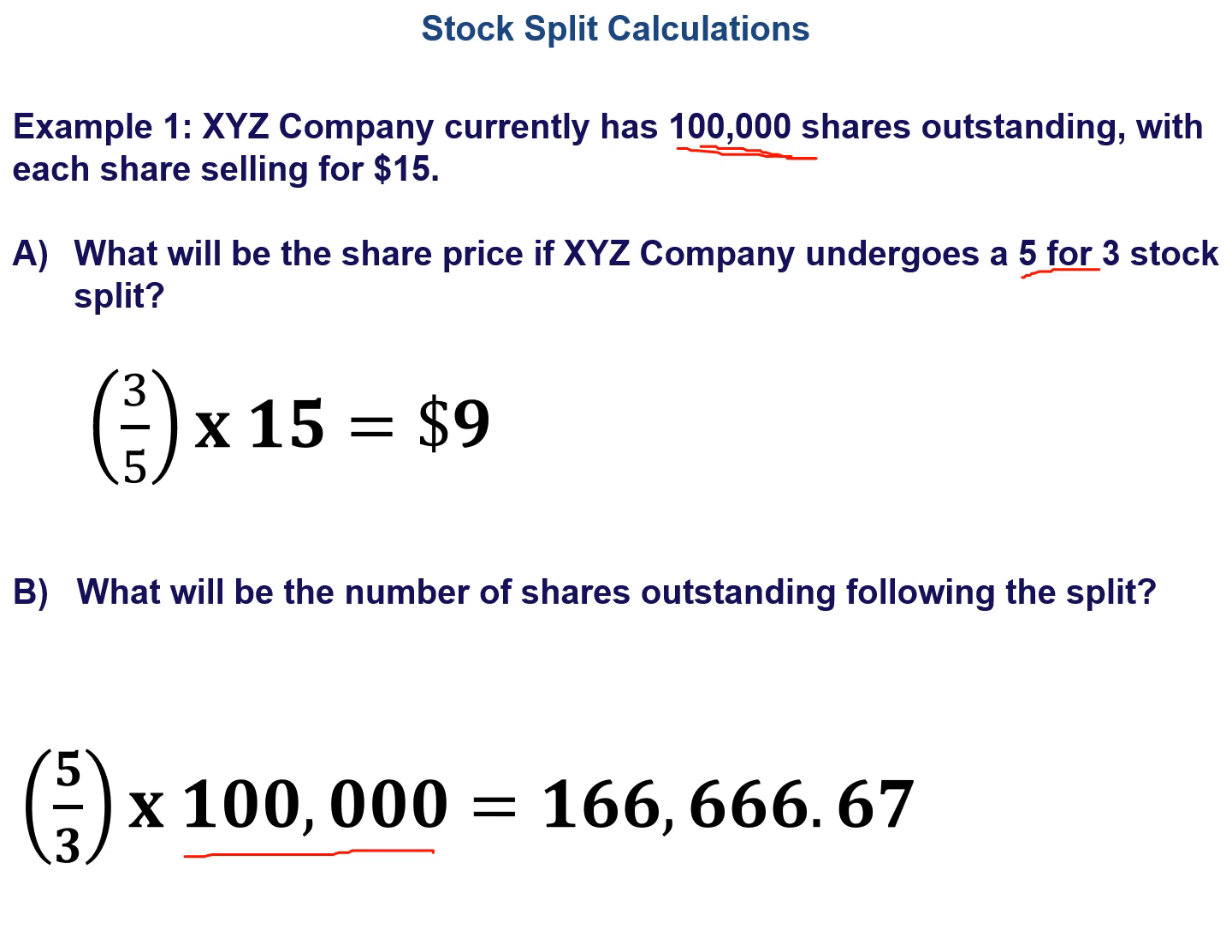3 divided by 5 gives us a value less than 1. So we know that multiplying that by 100,000 will give us a value less than 100,000. So we know that can't be the right way. We know that it has to be 5 divided by 3 times 100,000, which gives us 166,666.67.